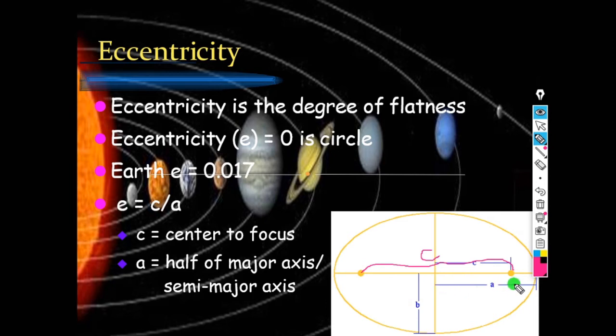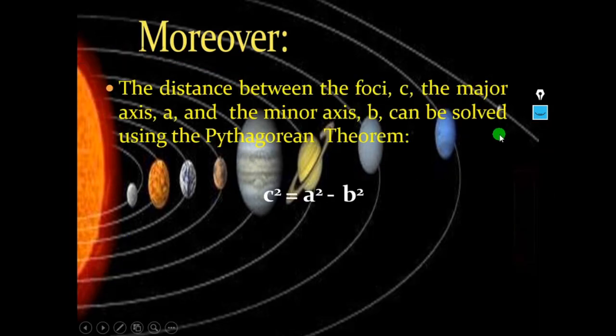This is A, the semi-major axis, and the minor axis is B. If we draw a triangle joining these three points, I am not able to draw it perfectly, but please understand, this will be the hypotenuse of a right angle triangle. So C square is equal to A square minus B square. This is how we can show it.